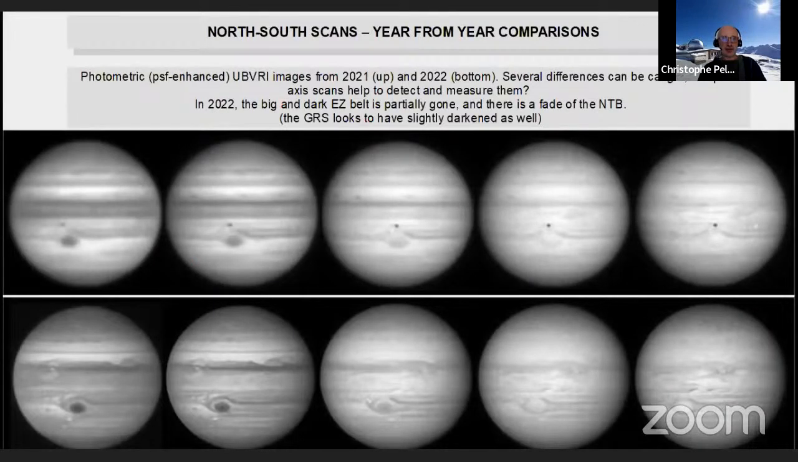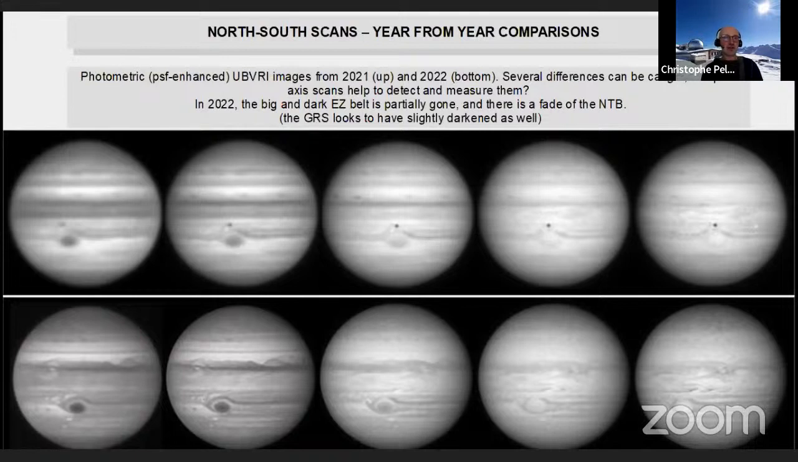Now we are going to talk a bit about year-from-year comparisons. Here you can see two series of photometric images taken in the 2 years, and you can see that there are several differences that you can catch, and we are going to see if polar axis scans can actually help to detect and measure them.